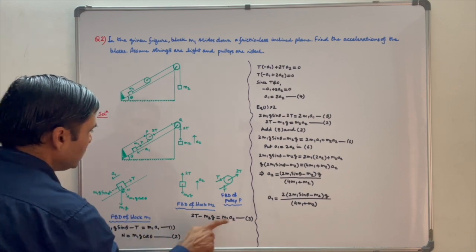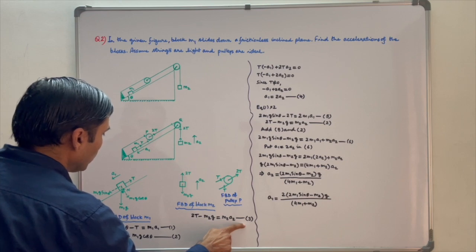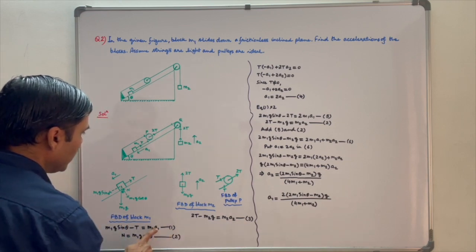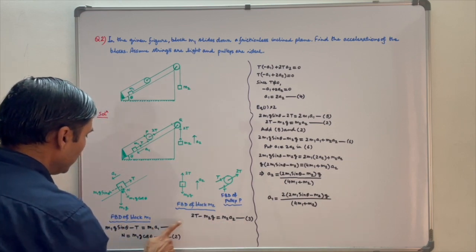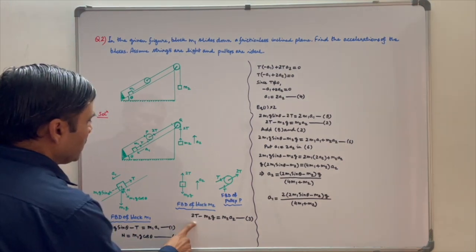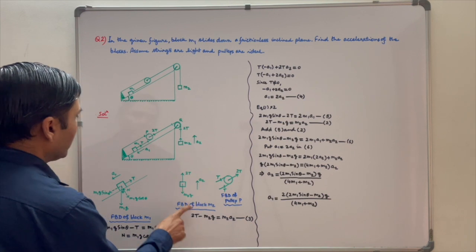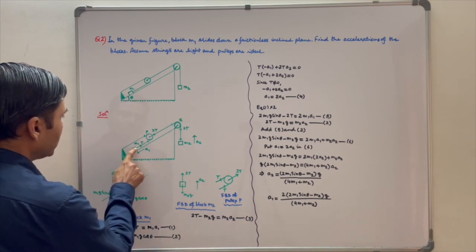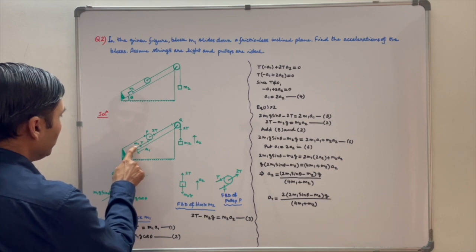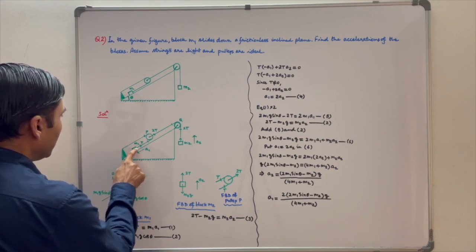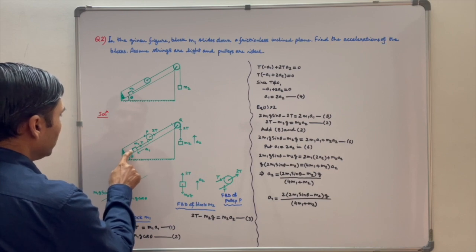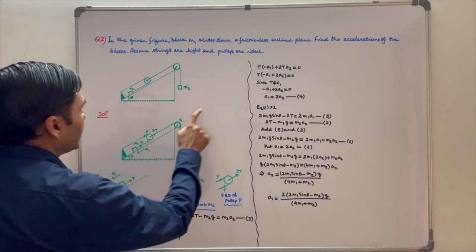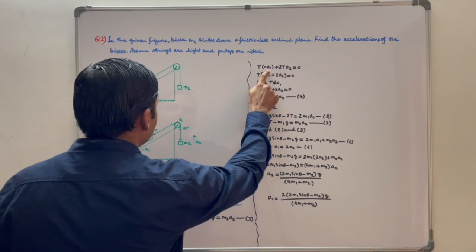We have got three equations and four variables, and the variables are A1, A2, T and N. We will apply the method of virtual work done to figure out the constraint relation. Focus on block M1. It is connected to a string whose tension is T. Block is moving downwards. That means force and displacement are in opposite directions. So work done will be negative. We will write T into minus A1.